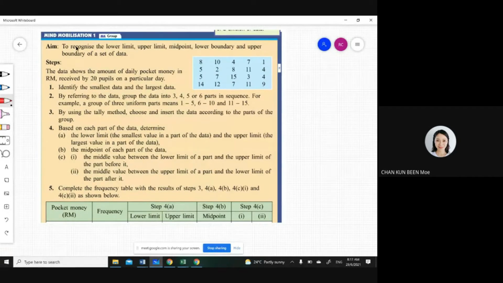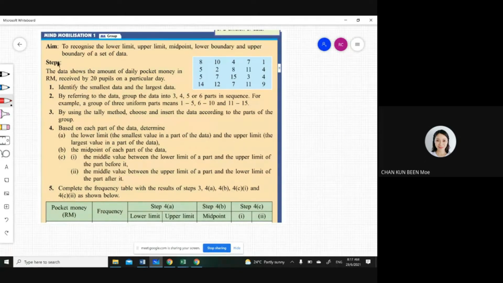We look at the aim. The aim is for you to recognize the lower limit, upper limit, midpoint, lower boundary, and upper boundary of a set of data. So this is the set of data. Before we start, you need to find out how many numbers are in the set of data. How many? 1, 2, 3, 4... 4 times 5, yes, we have 20 numbers over here.